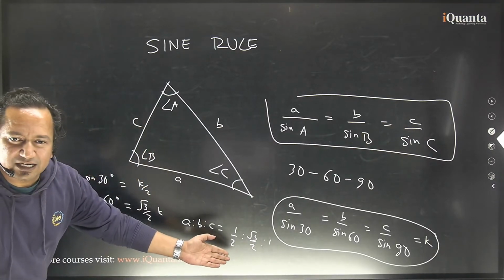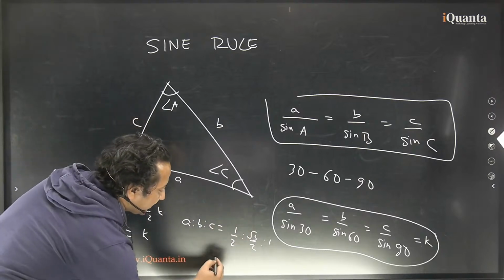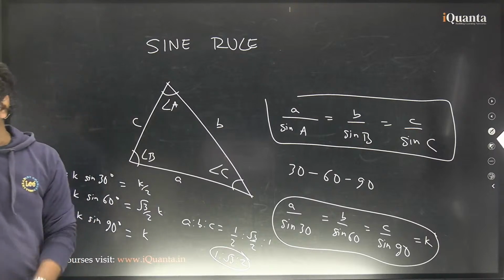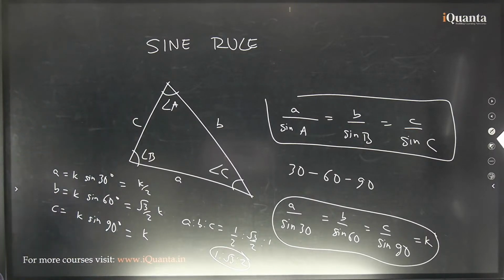Ratios cannot be in fraction. We'll just multiply by 2. We'll get 1 is to root 3 is to 2. That is what we get. Is that clear? So this is going to help you a lot.